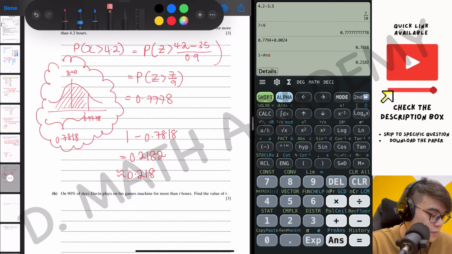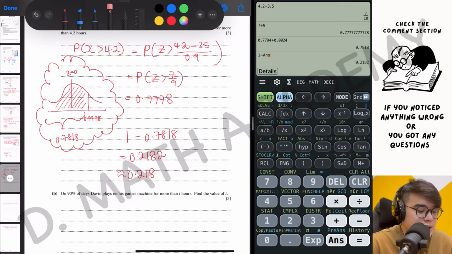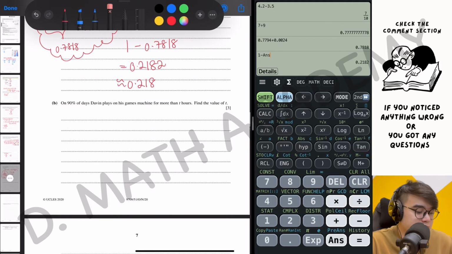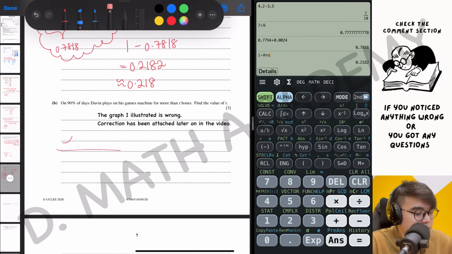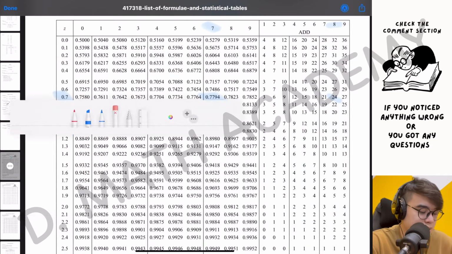On 90% of the days, Darwin plays on his game machine for more than T hours. Find the value of T. So what they gave us here was 90% of the days. They gave us this straight away. It is 90%. So we have to check from our graph there and see whether we can find 90% or not.